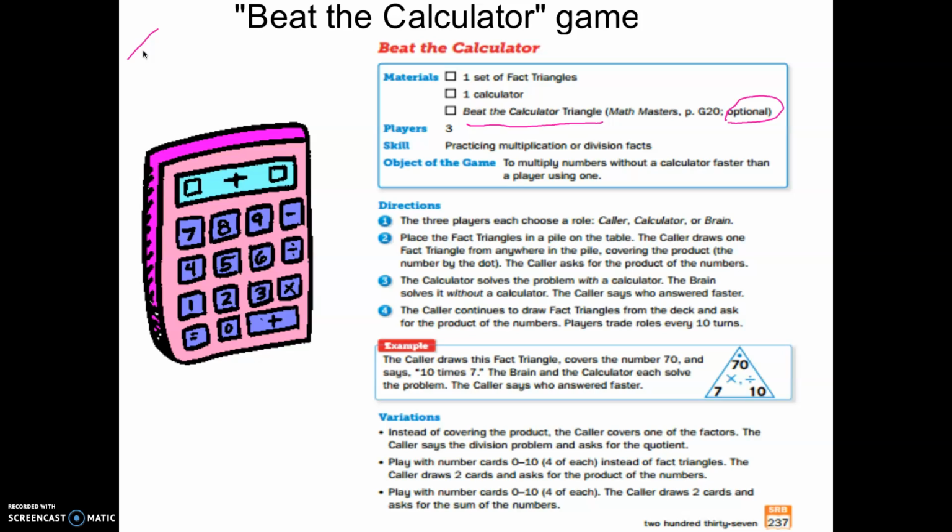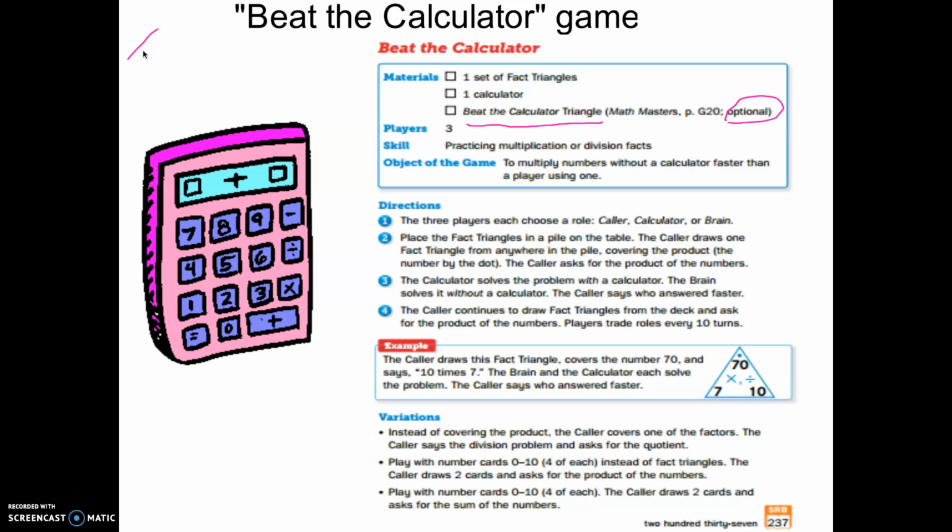Place the fact triangles in a pile on the table. The caller draws one fact triangle from anywhere in the pile. So obviously they're going to be face down. And the caller's going to cover the product, which is the number by the dot. And the caller asks for the product of the numbers. So the example they have there is a fact triangle with a 70 at the top and 7 and 10 at the bottom. So the caller would say 10 times 7.